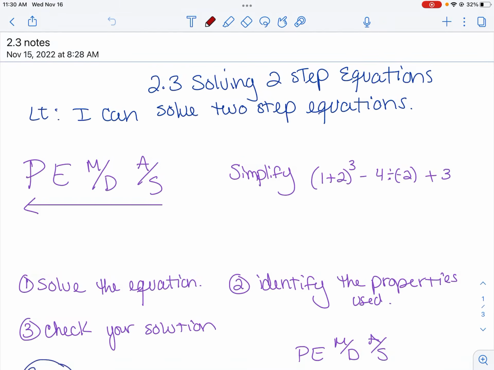Guys, Mrs. Levenseller here. So once you finish 2.2 solving one-step equations and you've submitted your ALEKS and your practice, we want to look at 2.3, which is solving two-step equations. So now we're adding an extra step to this.